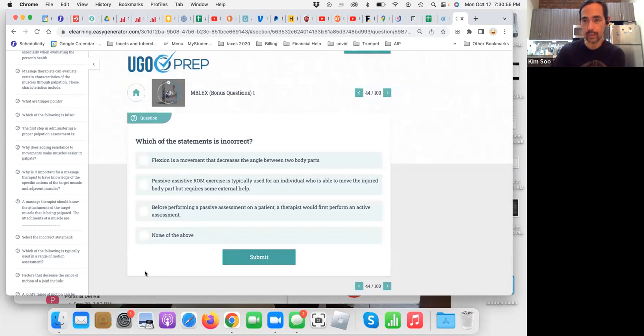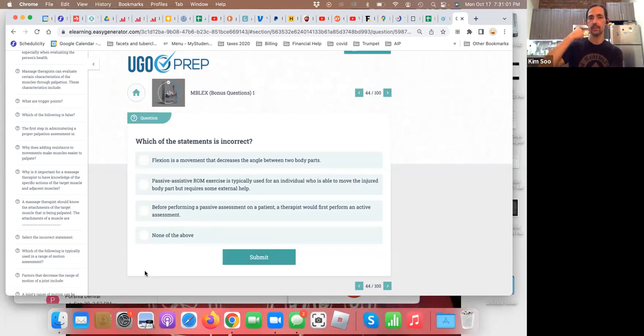Which of the statements is incorrect? Flexion is a movement that decreases the angle between two body parts. Passive assistive range of motion exercise is typically used for an individual who's able to move the injured body part but requires some external help. That sounds like it might be correct. Before performing a passive assessment on a patient, a therapist would first perform an active assessment. What's a passive assessment? Has anybody ever heard of that?